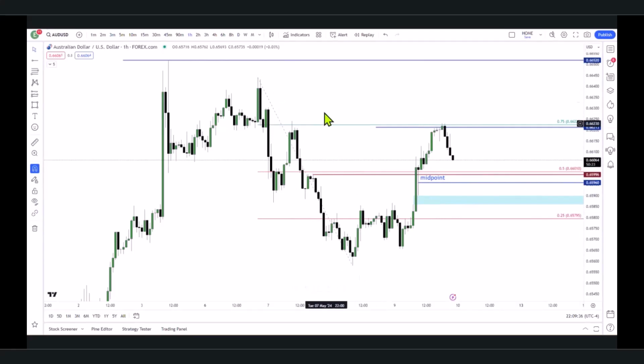So that is a very high probability level that this pullback should come into. I consider this a pullback because we haven't really pierced the previous day high that much. We've only kind of just tapped into it. So that's why I consider this just to be a pullback, and essentially pullback and then continuation back up to the high of the week. That's what I am thinking, of course.